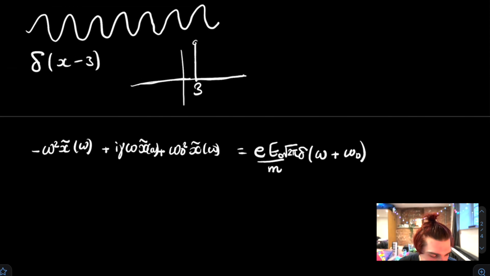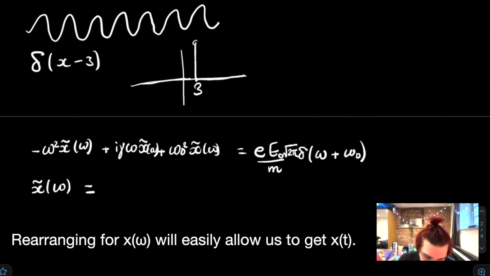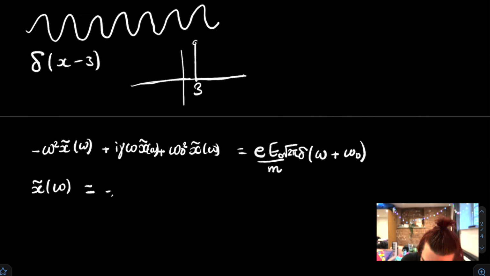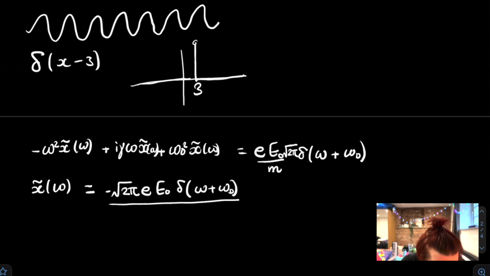And what we're going to now do is fairly easily rearrange for the x right here. It's not the actual x that we really want, but it is the x that we are after. If we rearrange this for x as a function of omega, we get minus root 2 pi E naught multiplied by this delta function of omega plus omega d, all divided by the mass, and we're going to get a set of brackets right here, minus omega squared plus i gamma omega plus omega naught squared.